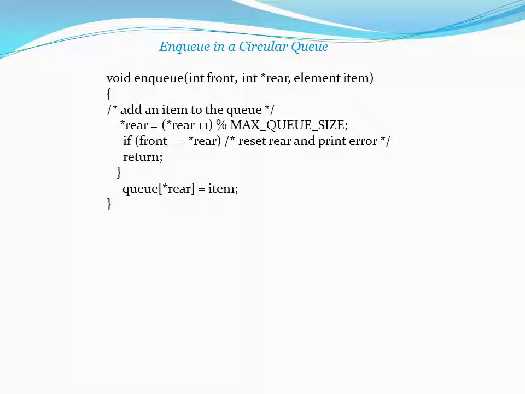Here we need to discuss how insertion should be performed in a circular queue. Regarding the circular queue, the last position of the queue can again point back to the first position. Because of that, here rear is equal to (rear plus 1) modulus maximum queue size. By using this formula, we can get the rear value. If front is equal to rear, already we know that is an error. Otherwise, we need to insert an element at the rear position. This is the algorithm for inserting an element into the circular queue.